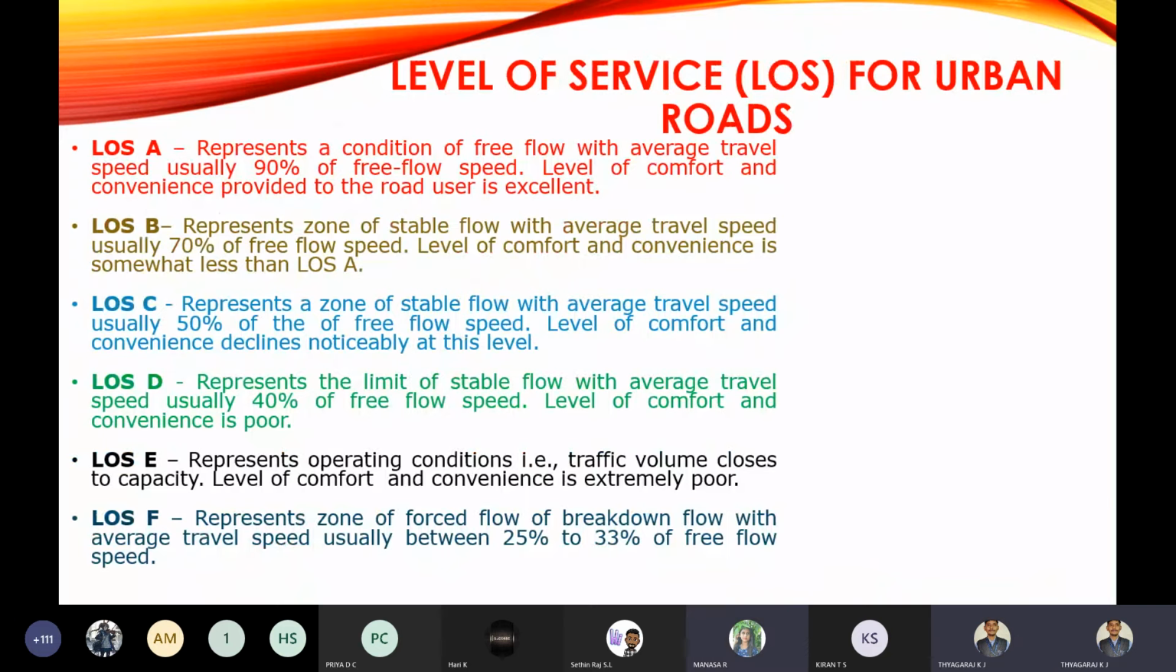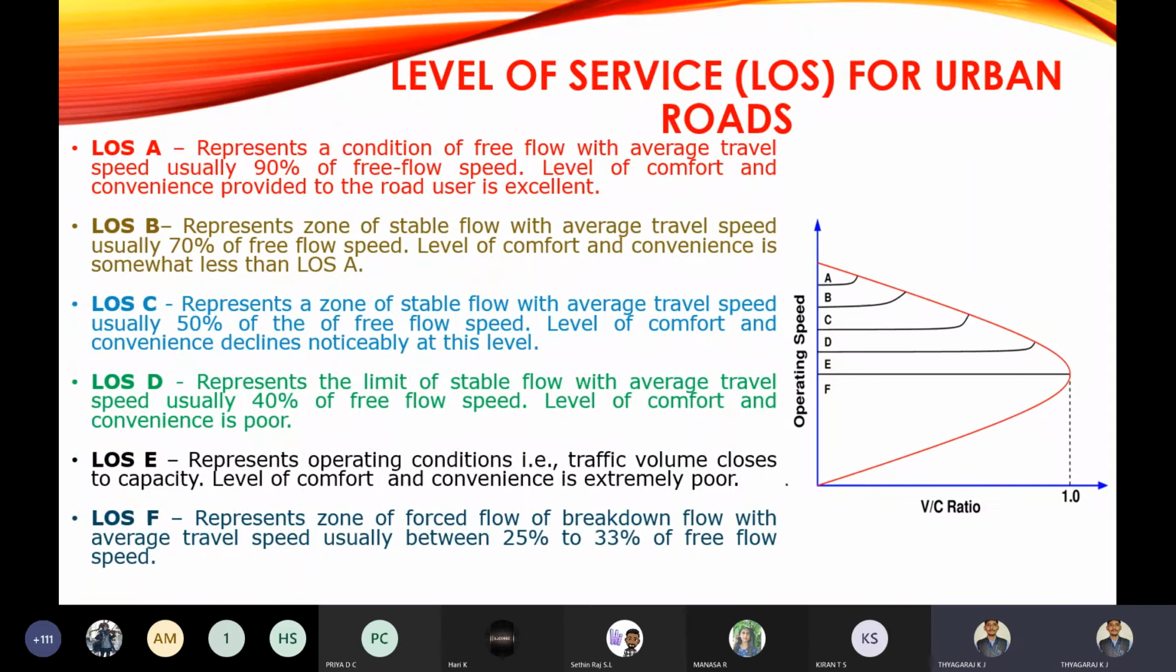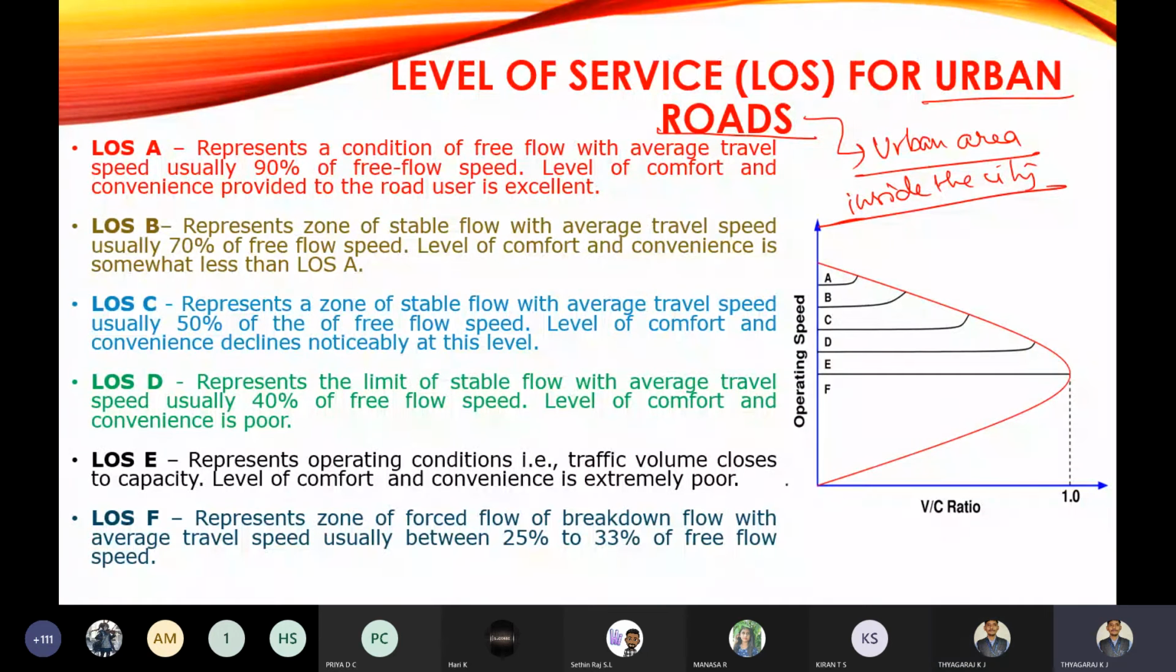Similarly, level of service for urban roads. We have seen rural highways. What are urban roads? They are the roads present in the urban area, that is, inside the city. Inside the city, we call them urban roads. For that, the same concept is adopted, that is, operating speed versus volume to capacity ratio.